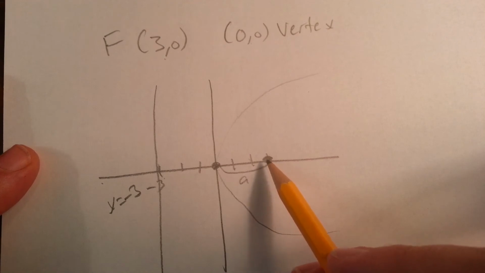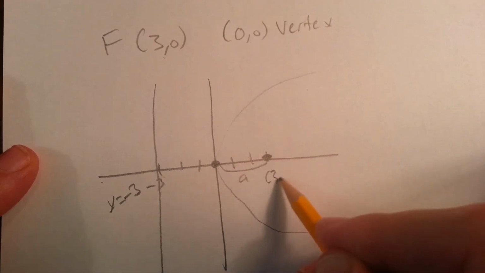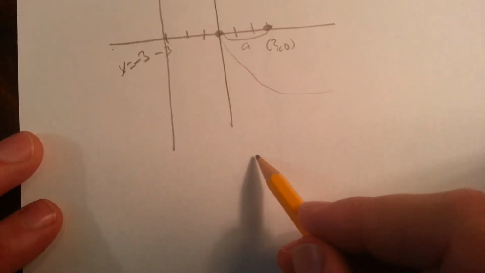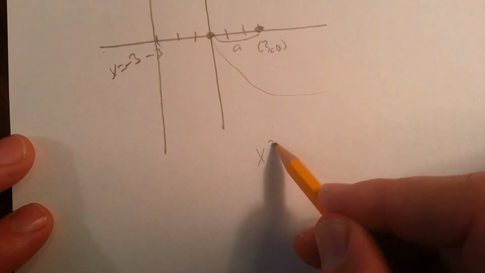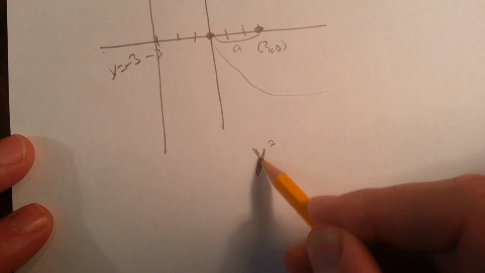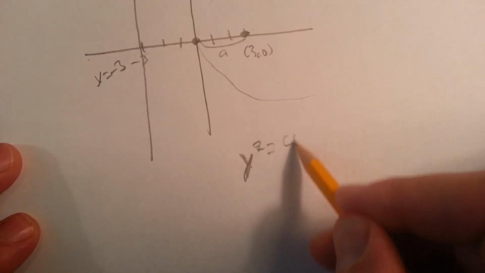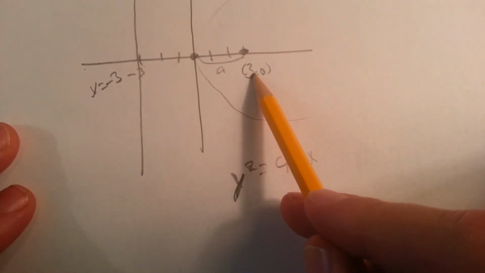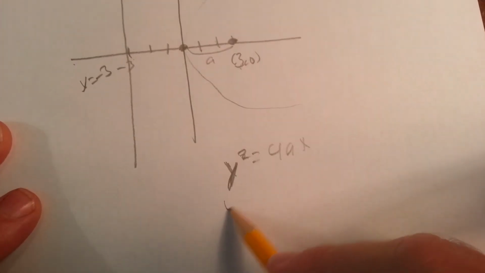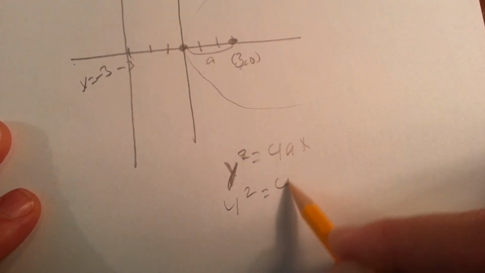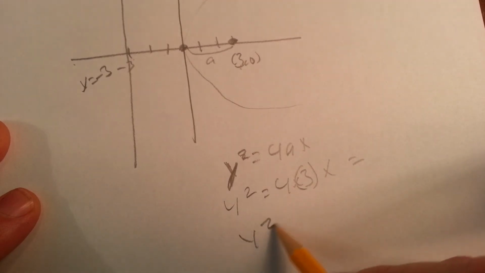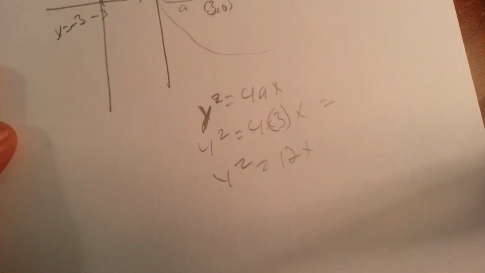This focus is 3, 0, right? The equation of the parabola is going to be y squared equals 4ax. Well, a is 3, right? That's my distance, 1, 2, 3. So y squared equals 4 times 3 x, so y squared equals 12x. That's the equation of the parabola.